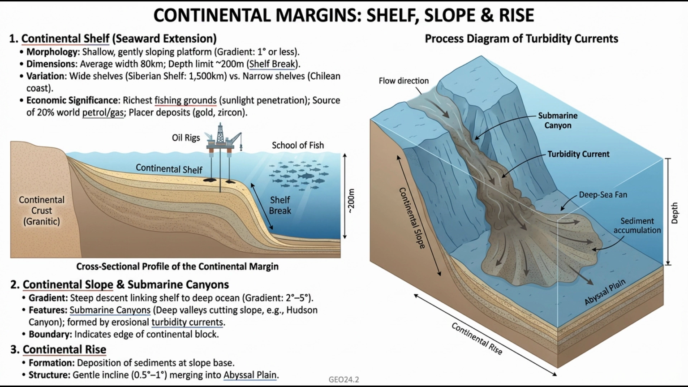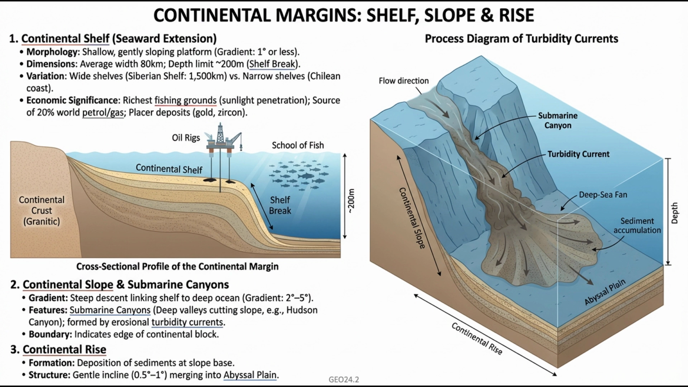First is the continental shelf. Technically, this is still part of the continent. It's just flooded. Geologically, it is continental crust. Look at the gradient. It's very gentle, almost flat, 1 degree or less. Why does this matter? Because shallow water means sunlight can reach the bottom. Sunlight means photosynthesis, which means plankton, and ultimately massive fish populations.